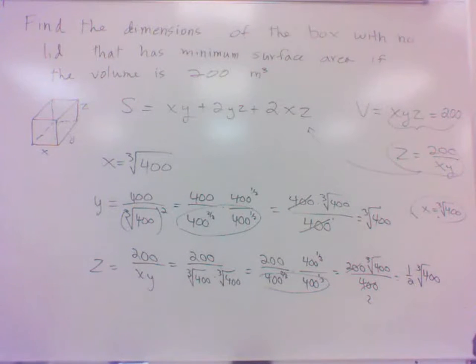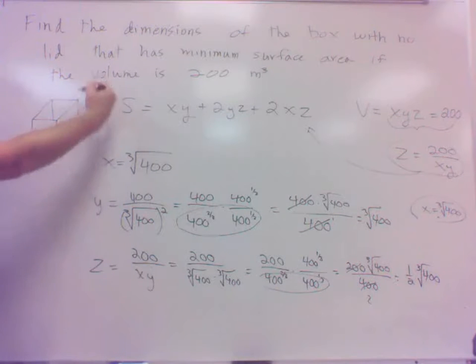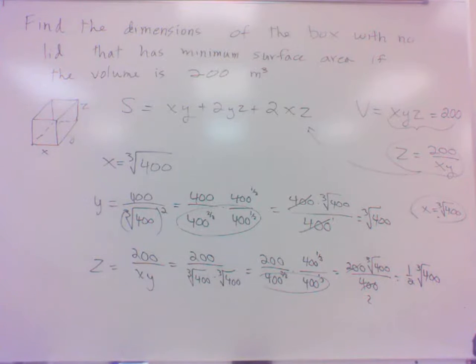Okay. So x is the cube root of 400. So basically your height is half of what your base dimensions are. Okay.